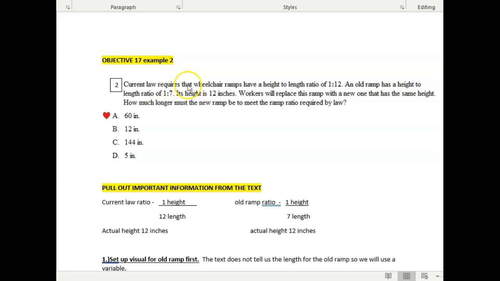Current law requires that a wheelchair ramp have a height to length ratio of 1 to 12. An old ramp has a height to length ratio of 1 to 7. Its height is 12 inches. Now there will be workers that are going to replace this ramp with a new one that has the same height. So how much longer must the new ramp be to meet the ratio required by law? Wow, let's get into this.